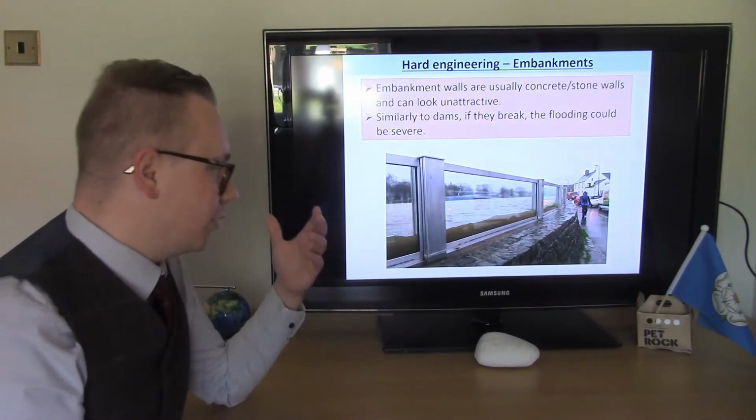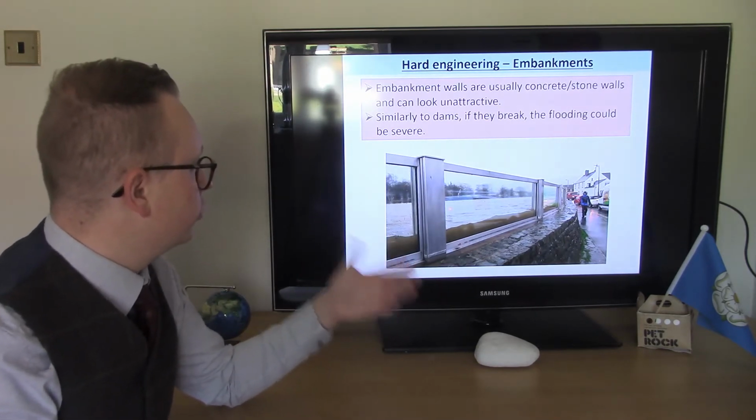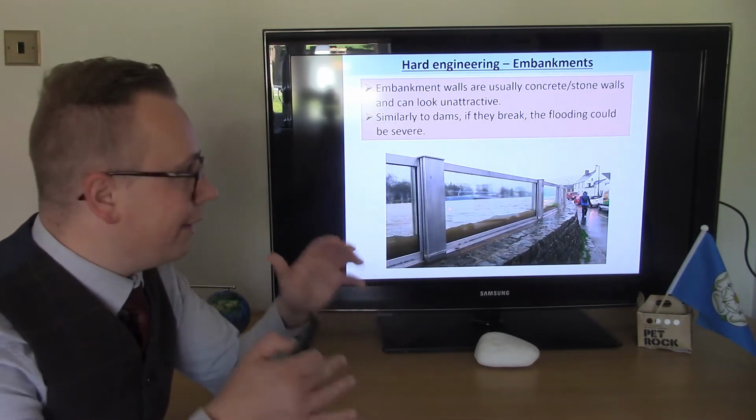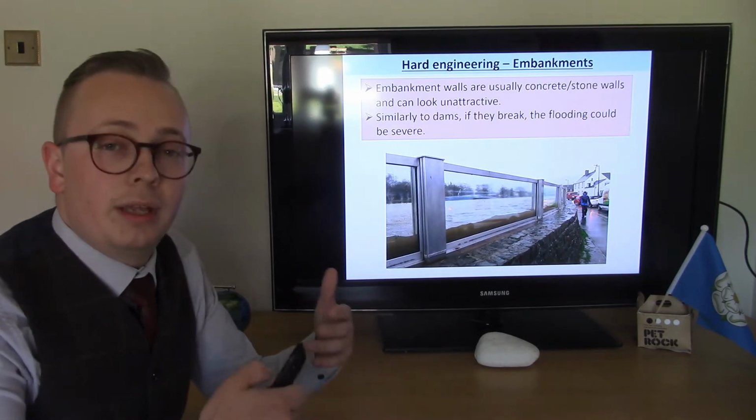But again, these are also expensive, and they look unattractive in most places, using lots of concrete and stone. And again, similar to dams, because they're holding back water, if they do break, and we have again seen this happen, the flooding can actually be of increased severity.